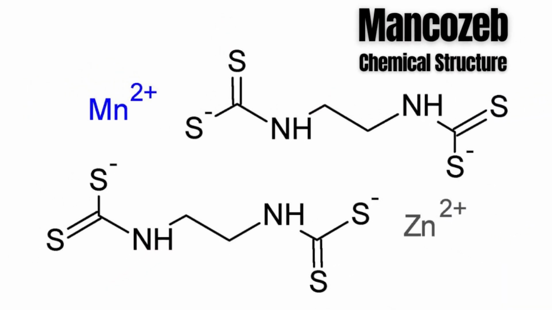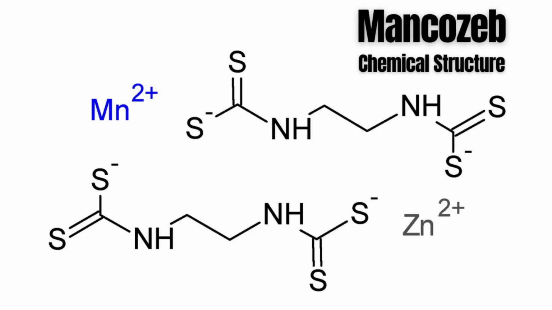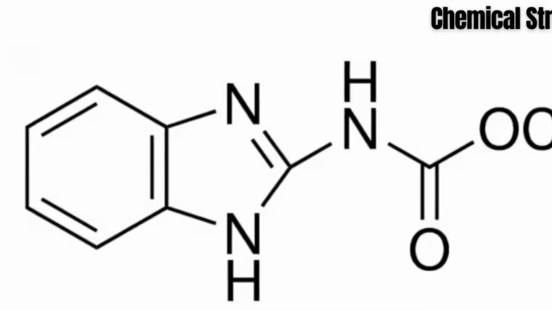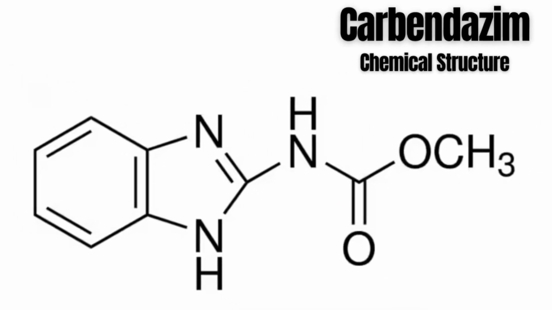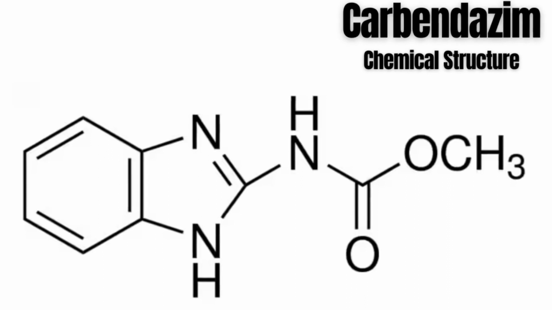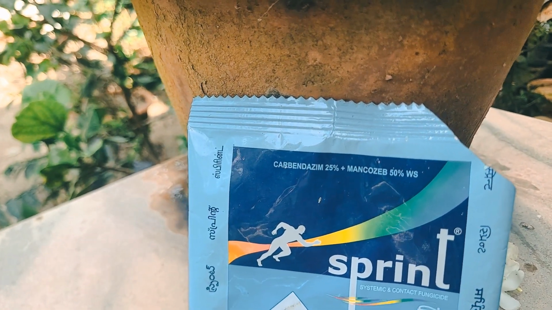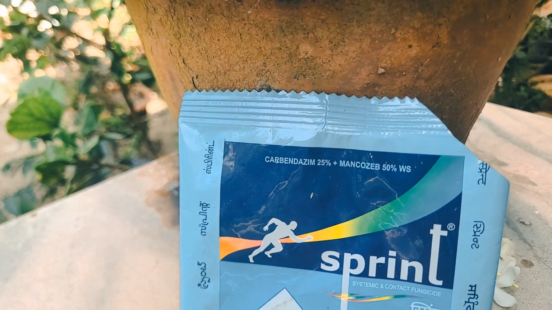The mancozeb part of this fungicide is considered a contact fungicide. It contains a polymer of manganese and zinc. On the other hand, carbendazim is a systemic fungicide whose organic formula contains carbon molecules. Here in this fungicide, you can find a mixture of 25% carbendazim and 50% mancozeb.